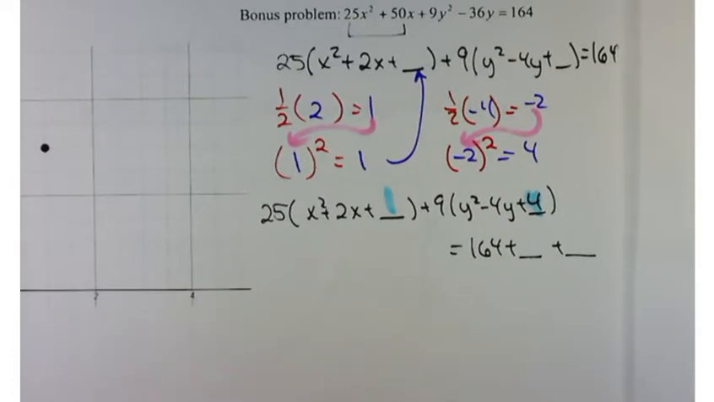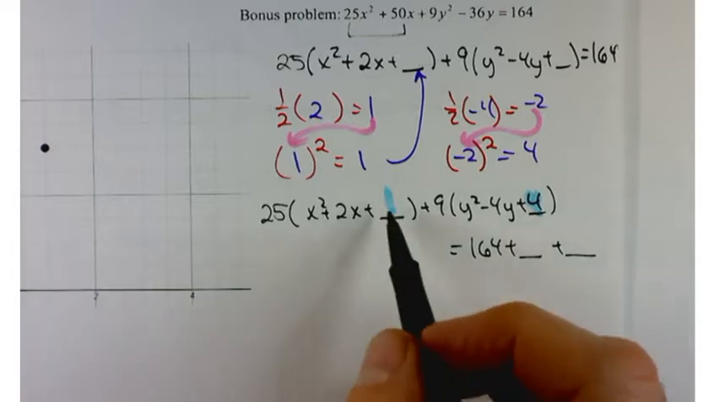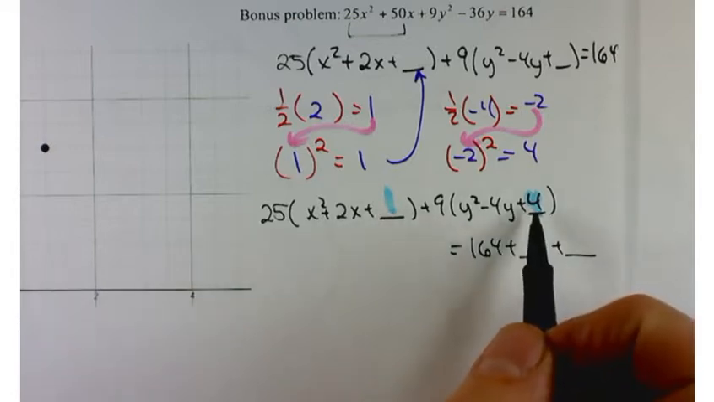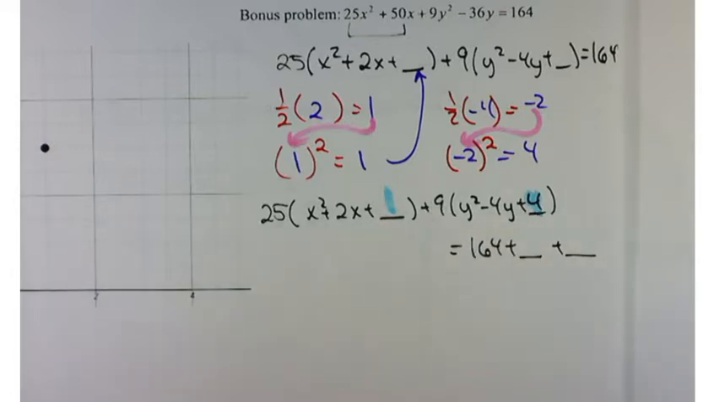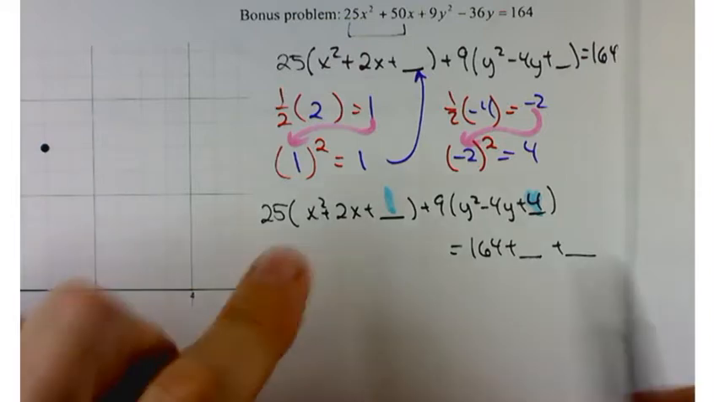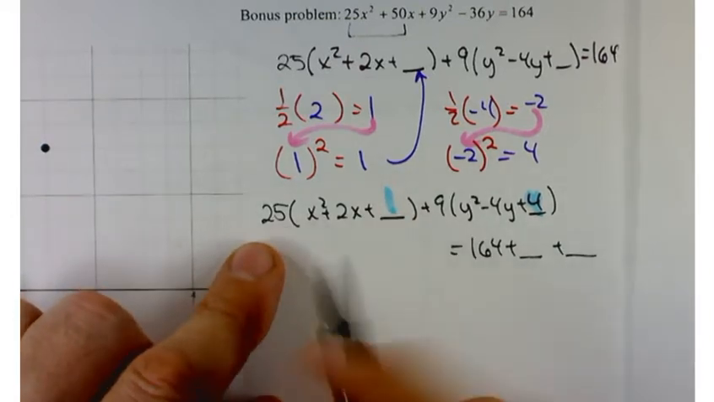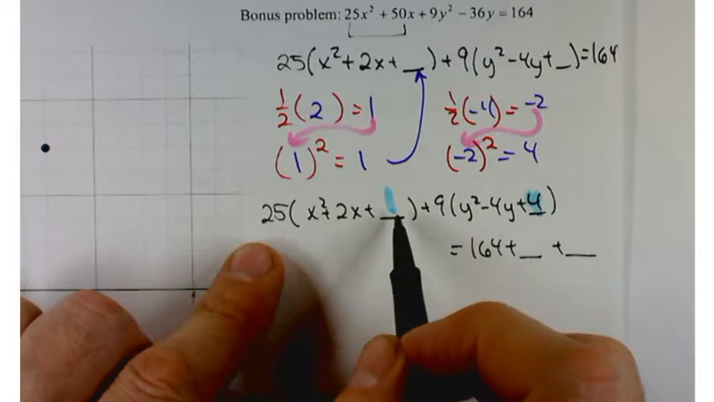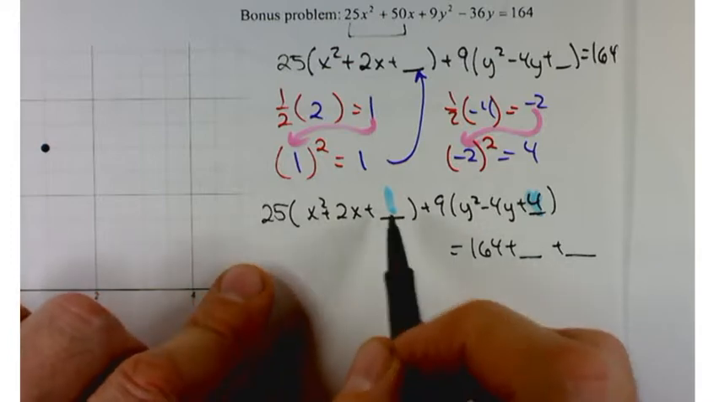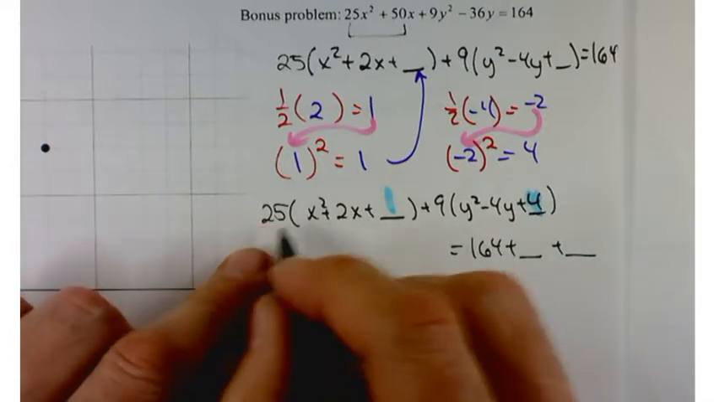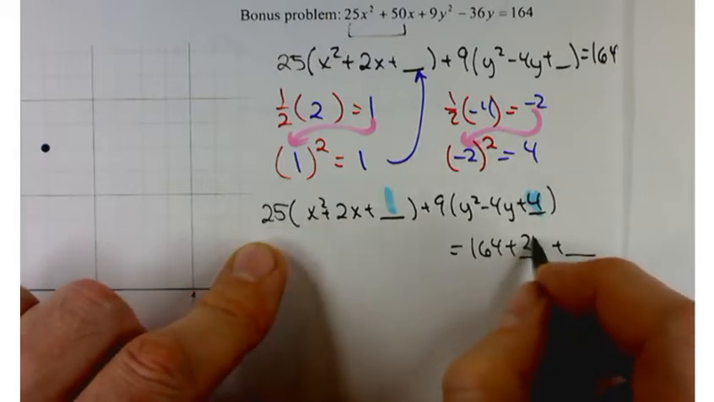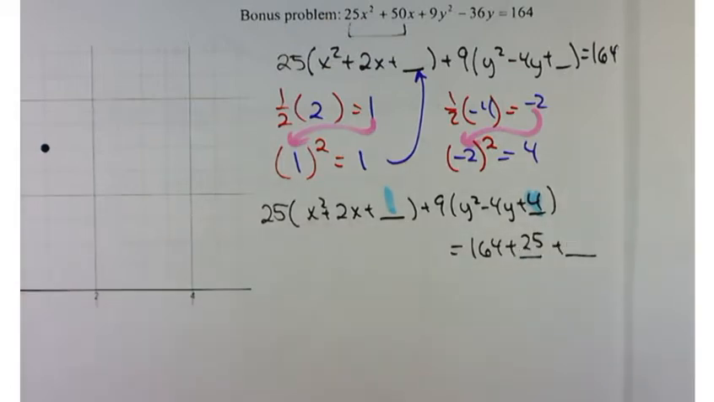But it's not really fair for me just to arbitrarily throw in a 1 here and a 4 here. It's changing the value of the left-hand side. So I have to keep things in balance. I have to do something to the right-hand side to keep it in check. So when I put a 1 here, I've really added not 1 to the left-hand side, but 25 times 1. So let's add 25 to the right-hand side to keep that in balance.